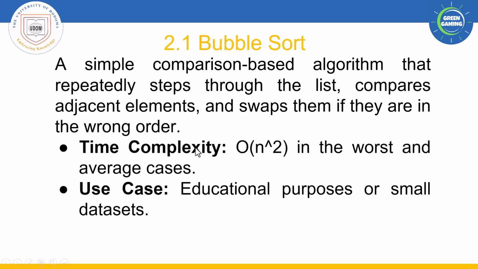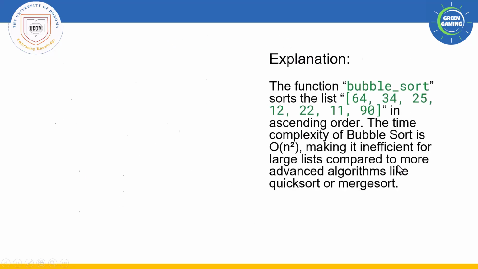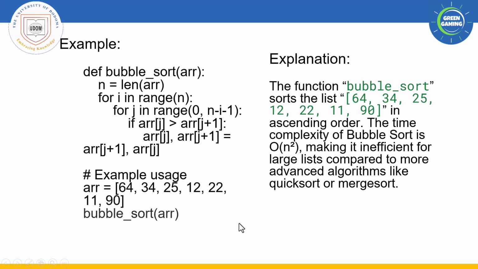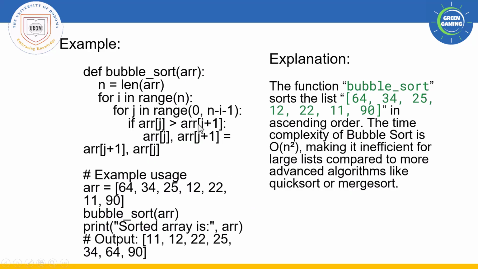The time complexity is big O of n squared, in the worst and average case. The use case is educational purposes or small data sets, because we don't want it to be a nightmare on larger lists. So this is an example of Python code demonstrating how bubble sort works, right?